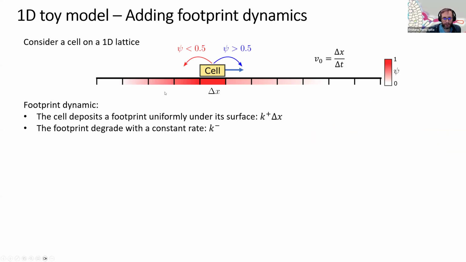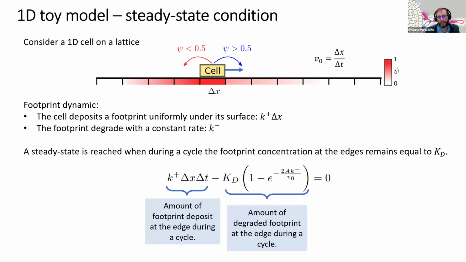Of course we want to add the footprint dynamics, so that's what we did. Footprint is secreted with a given secretion rate and also degrades. And we want to use the model to understand the steady state condition. To understand it, think about a cell that is starting at the boundary of these steady state oscillations. At that boundary, the amount of footprint that the cell secretes in order to sustain the steady state has to be equal to the amount of footprint that gets degraded over the time that the cell goes to the other edge and comes back. That is the condition we need to sustain the steady state oscillations.